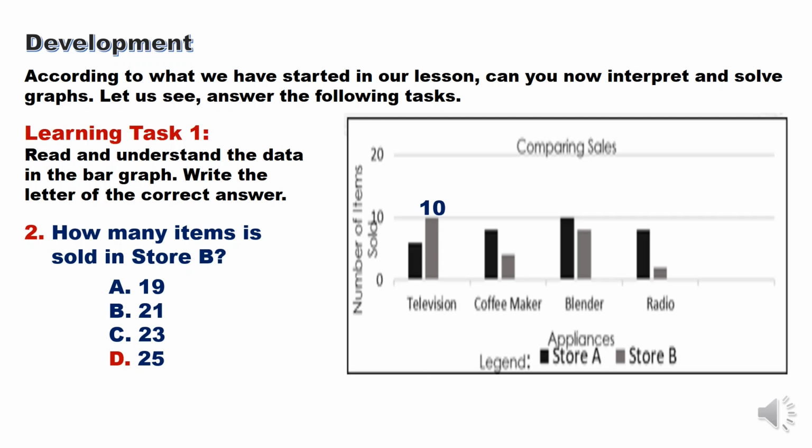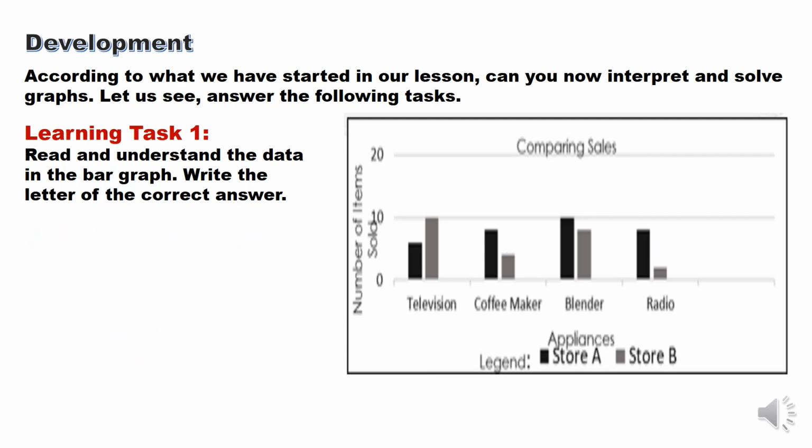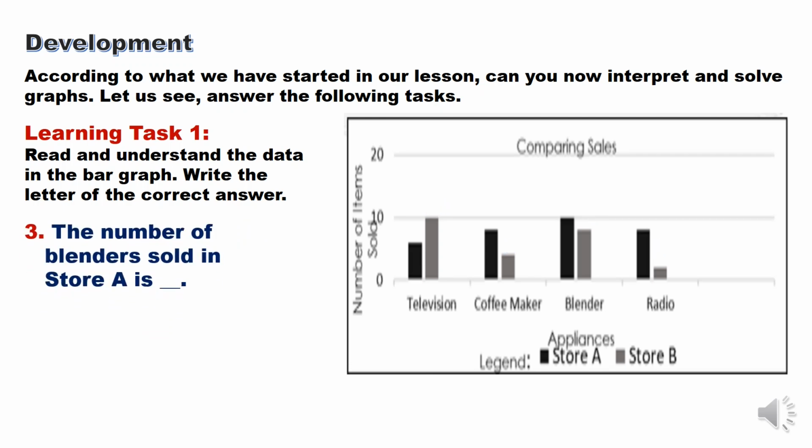Television, 10. Coffee maker, 5. Blender, 8. Radio, 2. Is it A, 19, B, 21, C, 23, D, 25? In number 3, the number of blenders sold in store A, is it A, 10, B, 9, C, 8, D, 7?